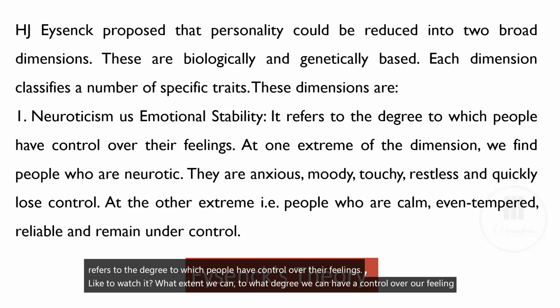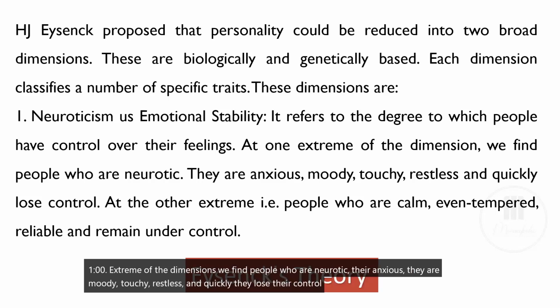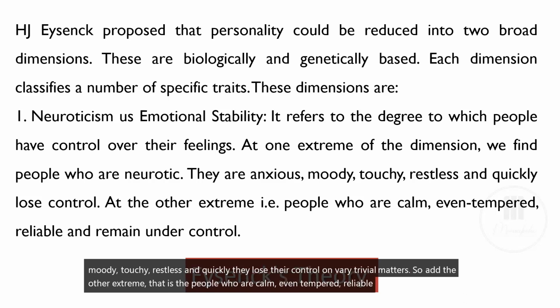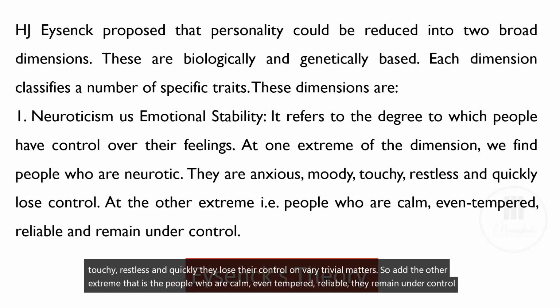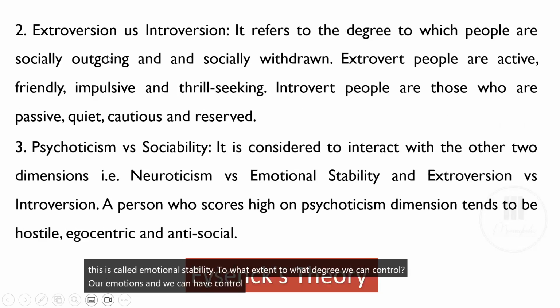At one extreme of the dimension, we find people who are neurotic, they are anxious, moody, touchy, restless, and quickly they lose their control on very trivial matters. At the other extreme are the people who are calm, even tempered, reliable, they remain under control. So this is called emotional stability. To what degree we can control our emotions and our feelings.